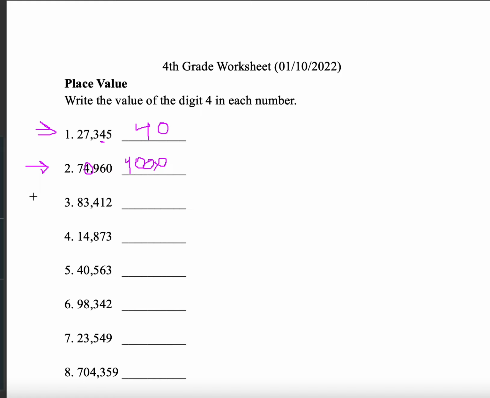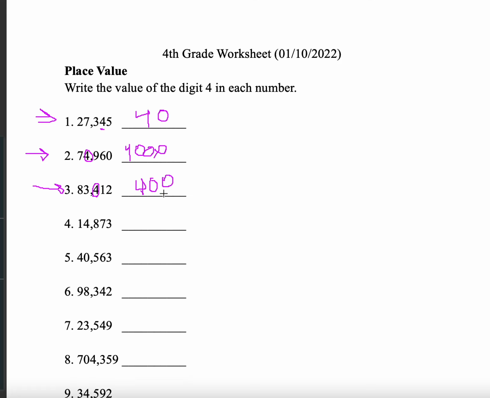And then lastly, let's look at number 3 here. 4 is in the hundreds place, so that's why it would be 400.